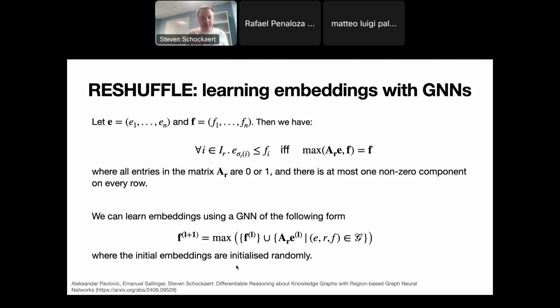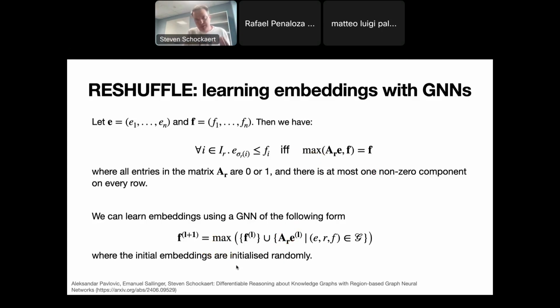I won't give the details because they're not too important, but basically we have a graph neural network using max pooling, and that is basically taking the same form of what we have here for the ordering constraints. And using that graph neural network, we can learn embeddings that satisfy a given set of rules, right? So the rules are really captured implicitly by the parameters of these matrices A.